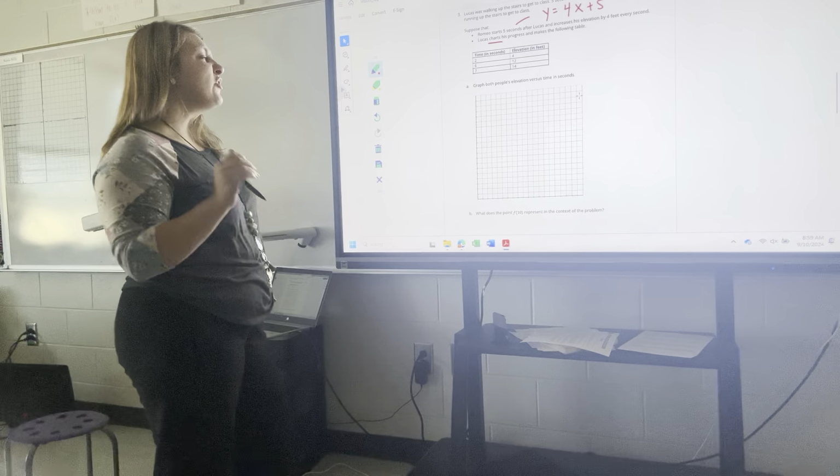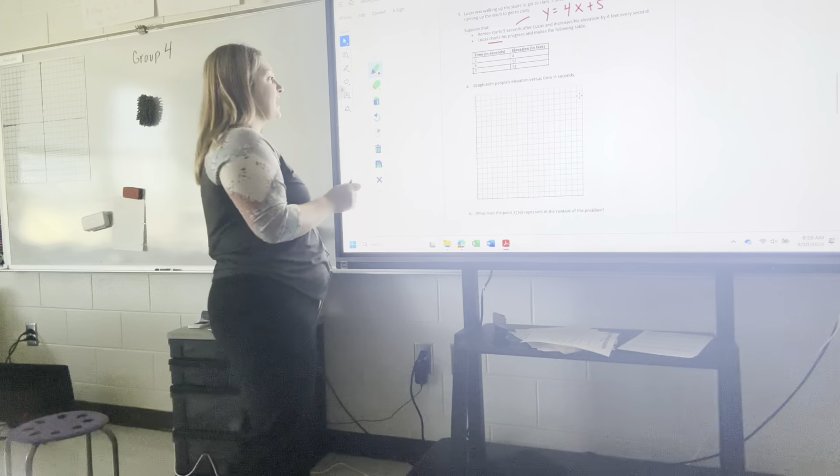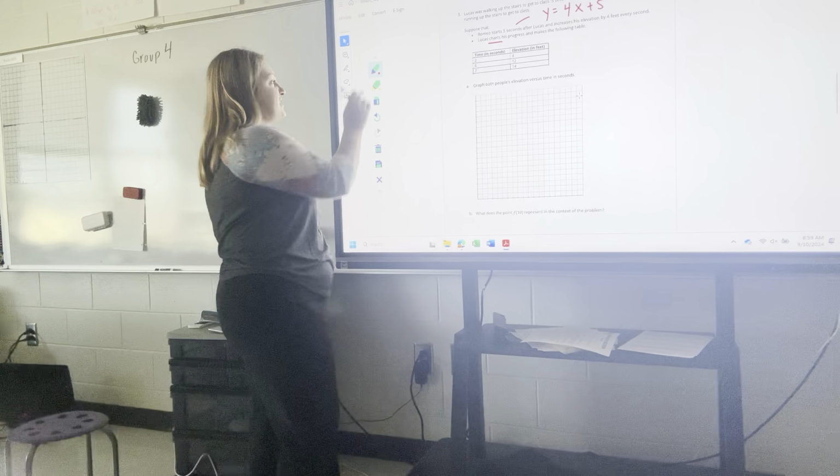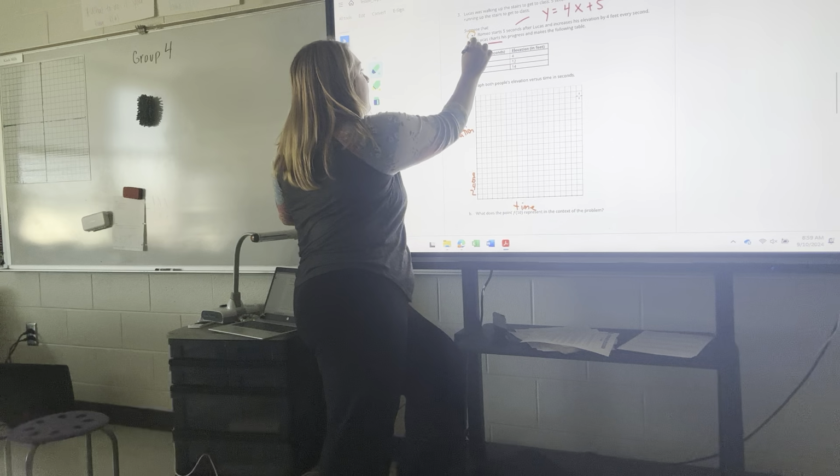So now we're going to graph both people's elevation versus time in seconds. I'm going to graph Romeo's in yellow and Lucas's in orange. So this is your time, and this is your elevation, or how high they are. We're going to do our elevation by 2s, so it would count by 2s. And I'm actually going to graph Lucas in green, since I used the orange for the points.